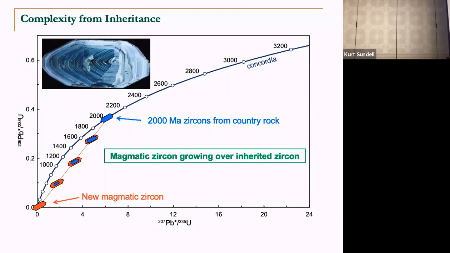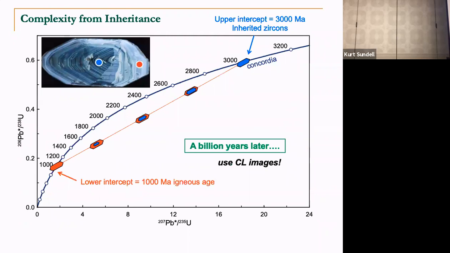So let's say we have a 2 billion year old country rock. We're crystallizing a new magmatic zircon. We often get these kind of mixing lines in between them. That's not too wild or unexpected. Just like before, we're going to see that they can move up Concordia through time. That line is going to remain straight. In this case, your upper intercept would give you the age of the country rock. The lower intercept would give you the igneous age. In space, this could look a lot like lead loss, right? CL images are a really good way to start parsing out which of those two variables you're dealing with.